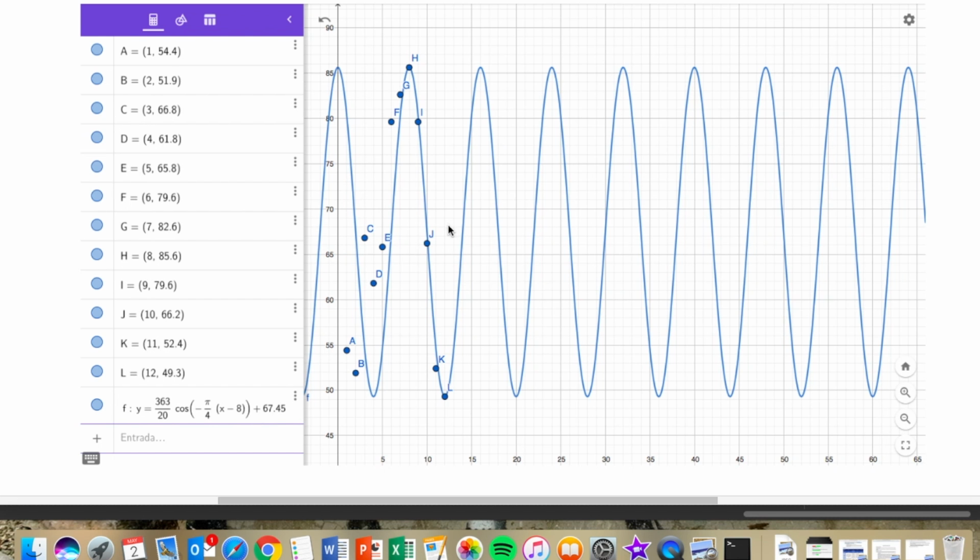The function and the scatter plot that we got in the graph, we can see that the model that we found is a good approximation of the data.